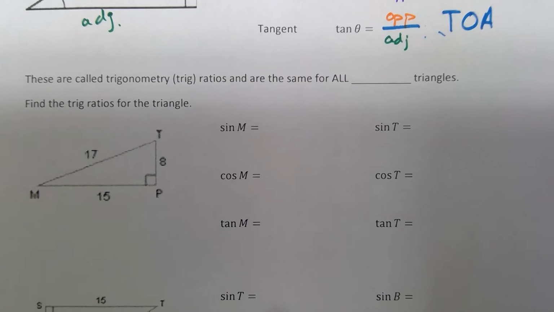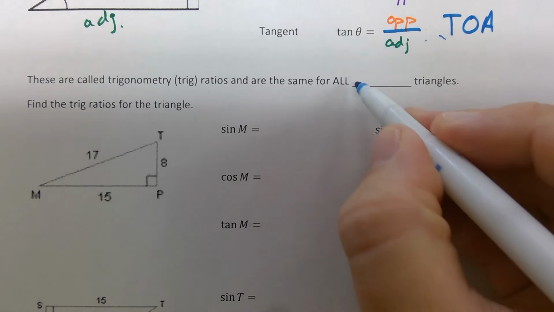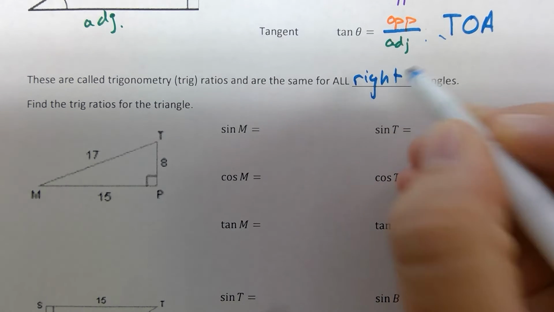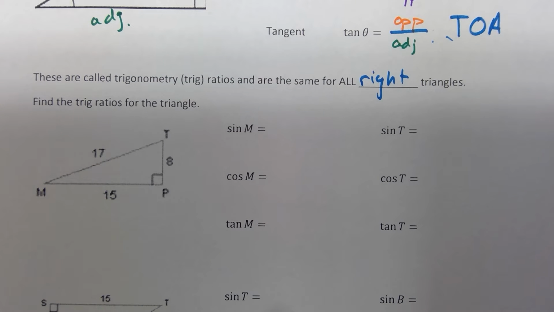Now, these are called our trig ratios, and they are the same for all right triangles. Now, it has to only be right triangles, because I can't have a hypotenuse in a triangle that's not a right triangle, because my hypotenuse is always across from the right angle. So now we're going to set up some trig ratios here.